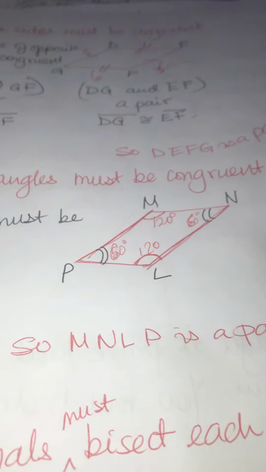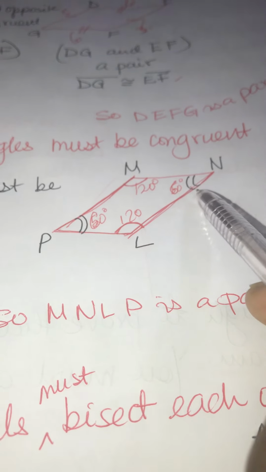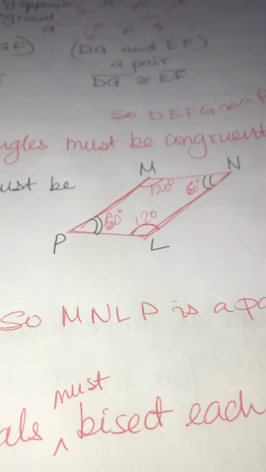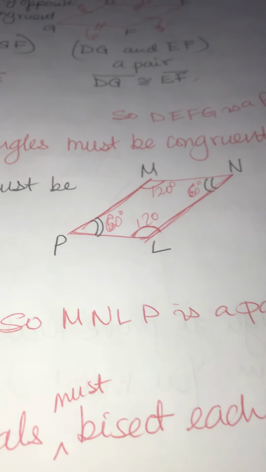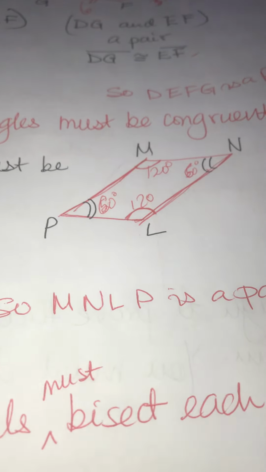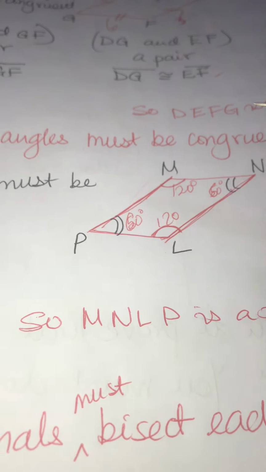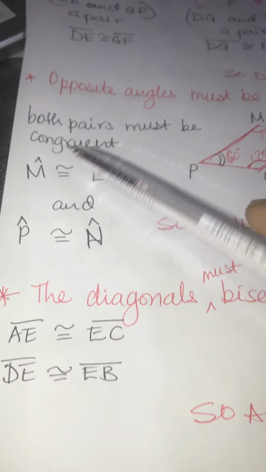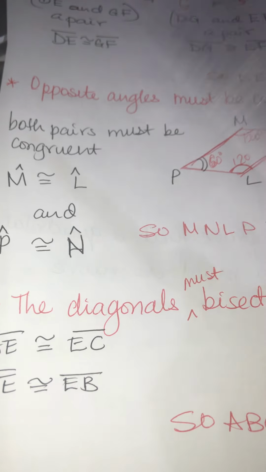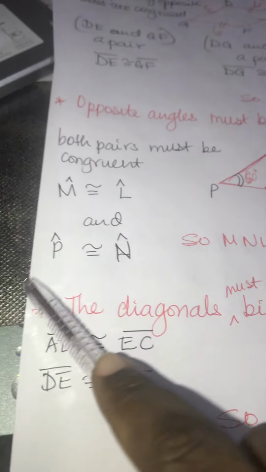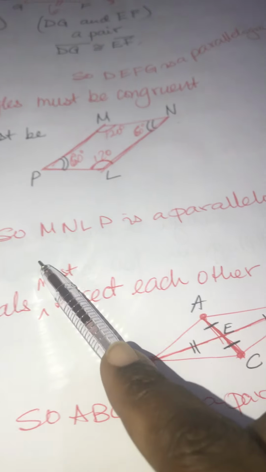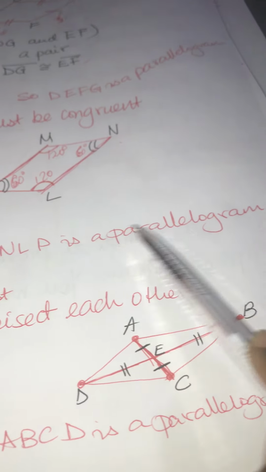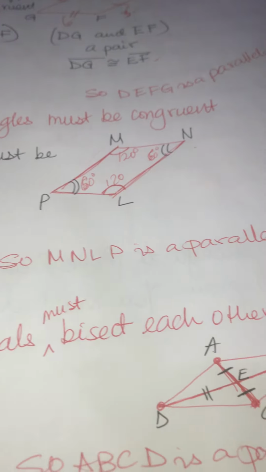It is a different shape. These two must be equal, and these two must be equal. You should have 2 different equal pairs. Okay? So this is my first pair and this is my second pair, and that's what I wrote. Both pairs must be congruent. Angle M is congruent to angle L. Angle P is congruent to angle N. So MNLP is a parallelogram because of that.